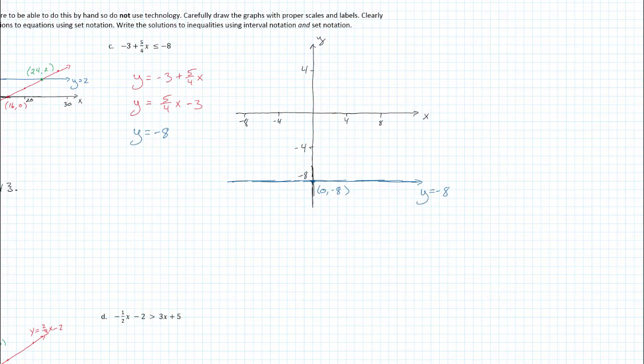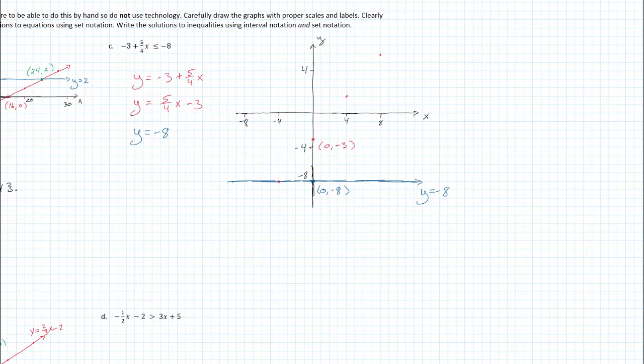And let's get the red line in. Our y-intercept for this is 0, -3. Has a positive slope of 5/4. So from this point, we're going to go up 5/4. We'll do that one more time. Up 5/4. And then we want to go from the y-intercept, 0, -3. I'm going to go down 5, left 4.